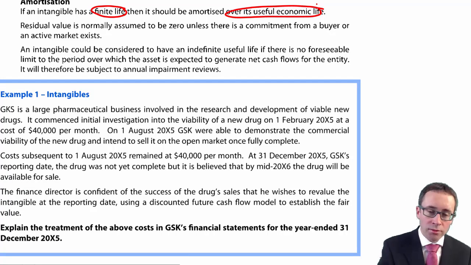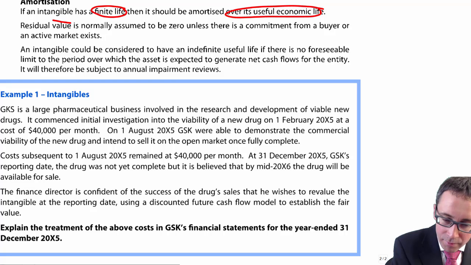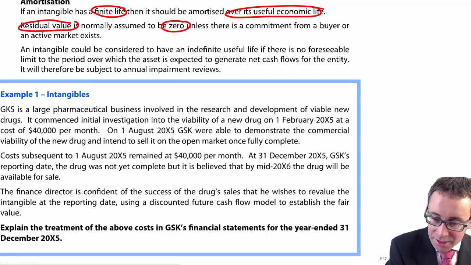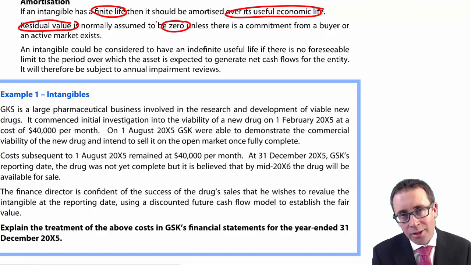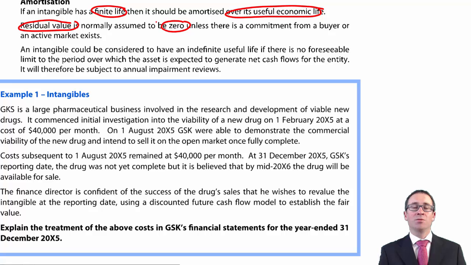Okay. Again, just note a residual value is normally taken to be 0 because there's unlikely to be an active market, is there? So residual value is 0, tiny little picky point, unless someone's agreed to buy it from you at the end of its life, or there is an active market. But the one whereby someone's agreed to buy it, say after 10 years, that does give you evidence of a residual value, doesn't it?